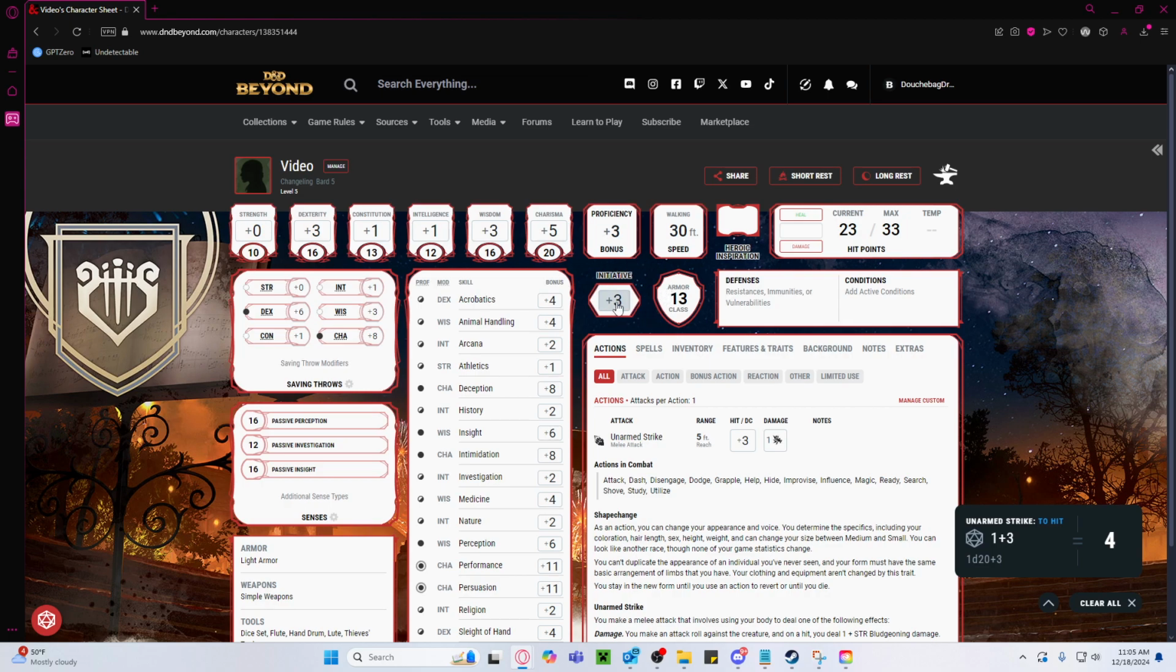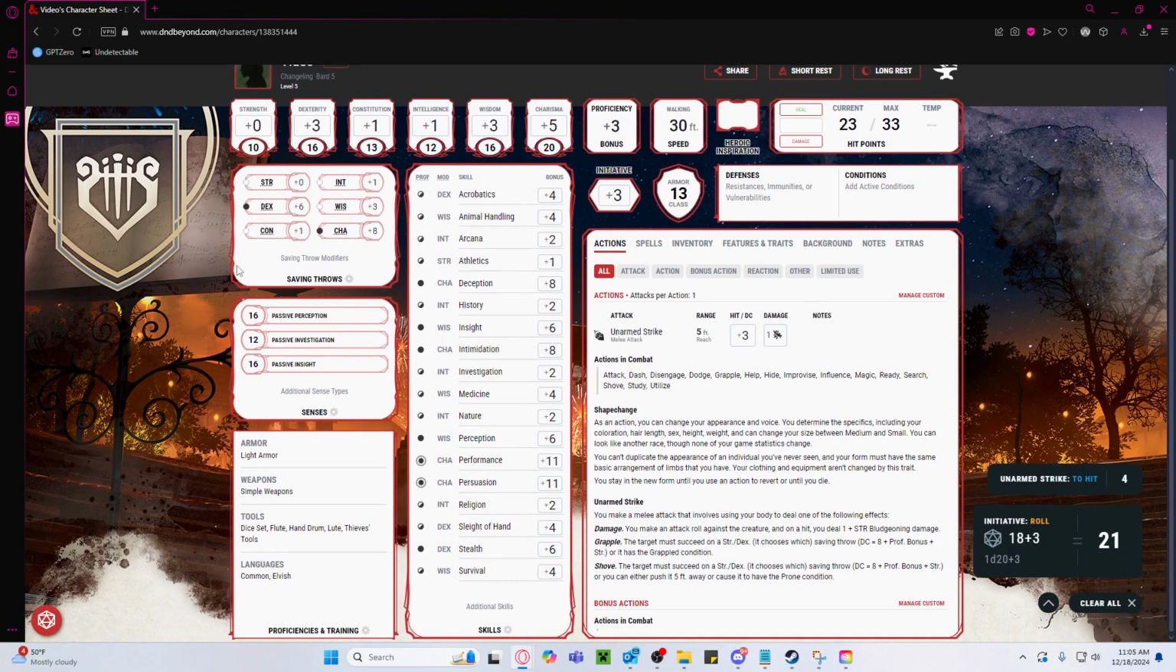Initiative, this is your turn order. Once again, it is the dexterity score. And this is when you roll to start combat. So the DM will be like, all right, everybody roll initiative. I rolled an 18 plus the 3 initiative is 21. So that's my initiative roll. So anybody I'm higher than will be below me in the turn order, and anybody higher than me will be before me in the turn order.